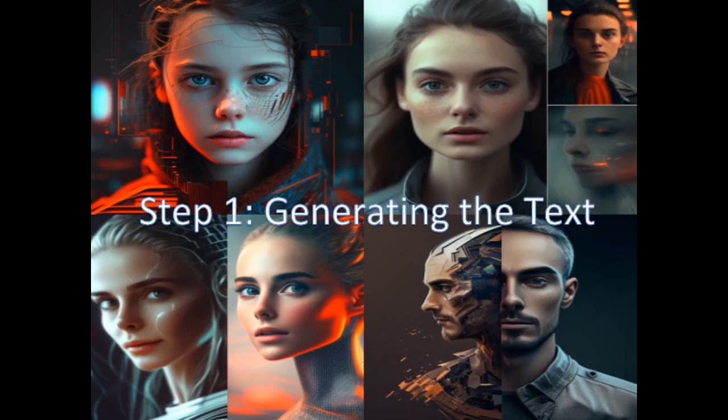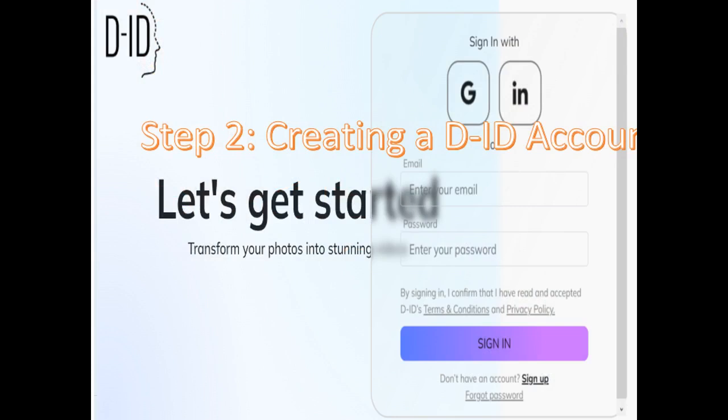Generating the text. The first step is to generate the text you want to use for your video. ChatGPT is an AI language model that can help you generate high-quality text on any topic. To get started, simply visit the ChatGPT website and enter your topic or keywords. Once you have your text, copy and paste it into a document or text editor, making sure to keep the formatting intact. Step 2.